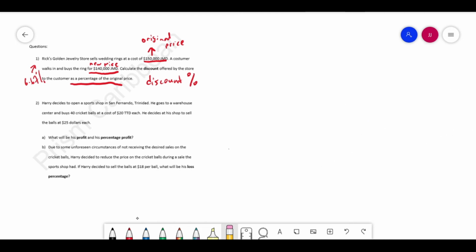Now moving on to part 2, question 2. The question in this particular instance is asking about profit and profit percentage as well as loss and loss percentage. So the question is, Harry decides to open a sports shop in San Fernando, Trinidad. He goes to a warehouse center and buys 40 cricket balls at a cost of $20 each. This will mean one ball is equal to $20. And then he decides at his shop to sell the balls at $25 each, right?